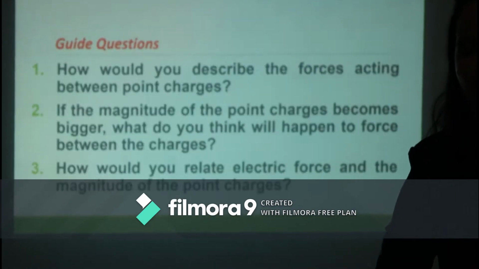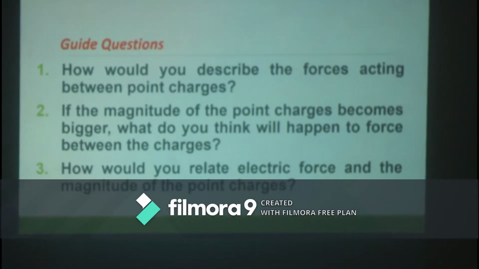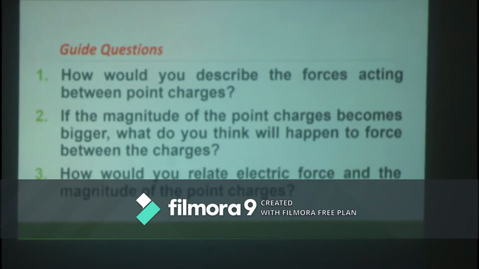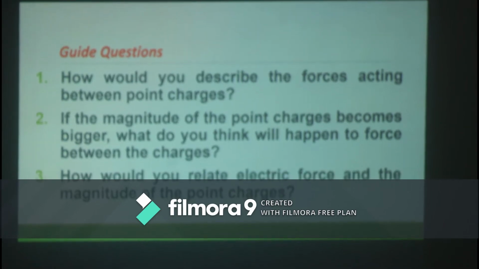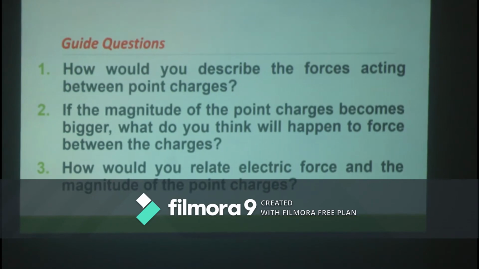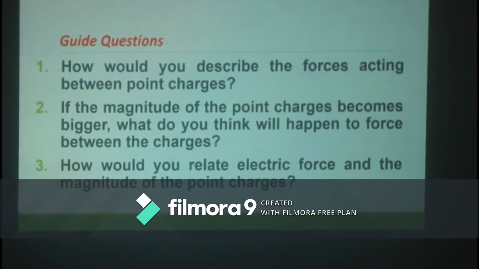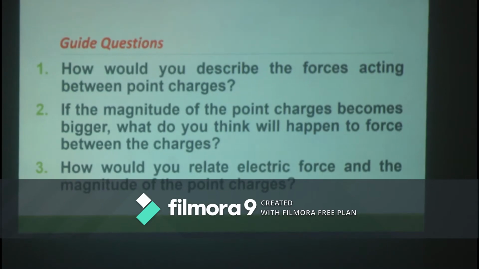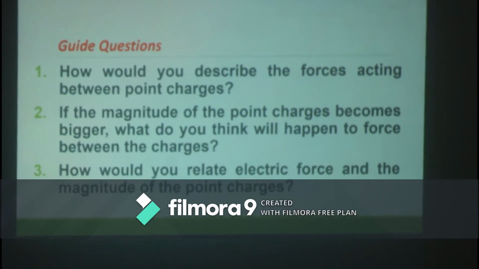So let's have the guide questions for picture analysis number 1. Number 1, how would you describe the forces acting between point charges? Number 2, if the magnitude of the point charges becomes bigger, what do you think will happen to the force between the charges? Number 3, how would you relate electric force and the magnitude of point charges?